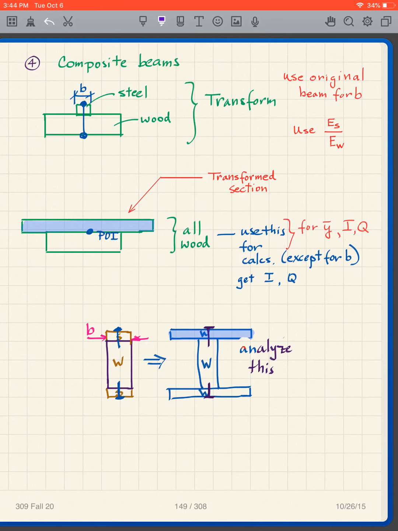Okay, so if I have steel and steel, what do I do with that? Well, again, I make the steel wider, and I end up with an I-beam, basically. So I analyze the I-beam. I don't analyze this. I analyze the I-beam.